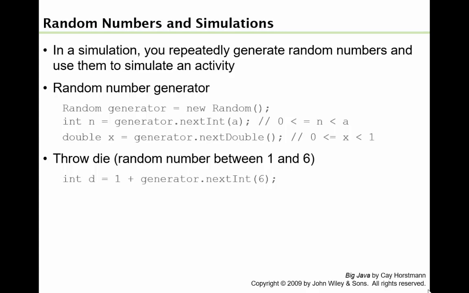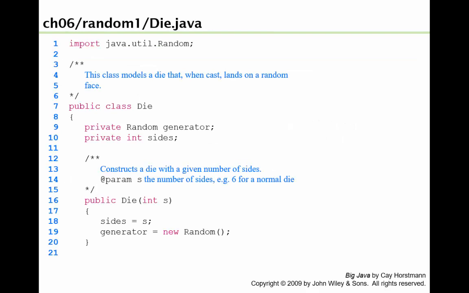To adjust it so it matches up with a regular die, then you add 1 to it. And then you get the numbers 1 through 6. So realize when you say 6, you're not going to get a 6. Very frustrating. You're going to get 0 through 5. Okay, so here's our die class.